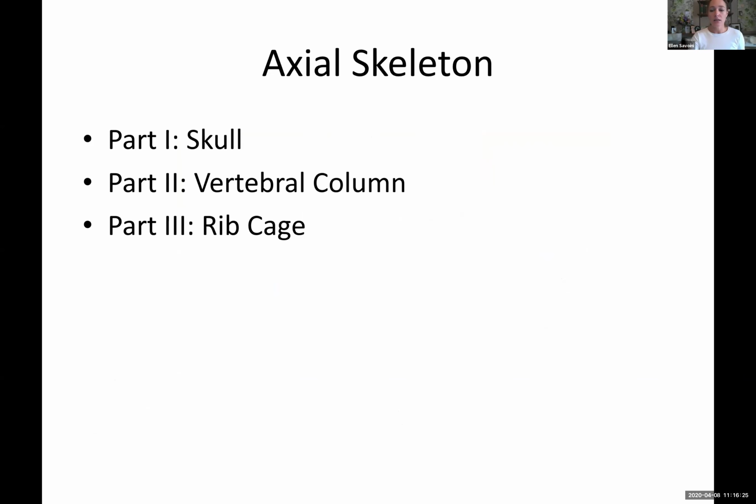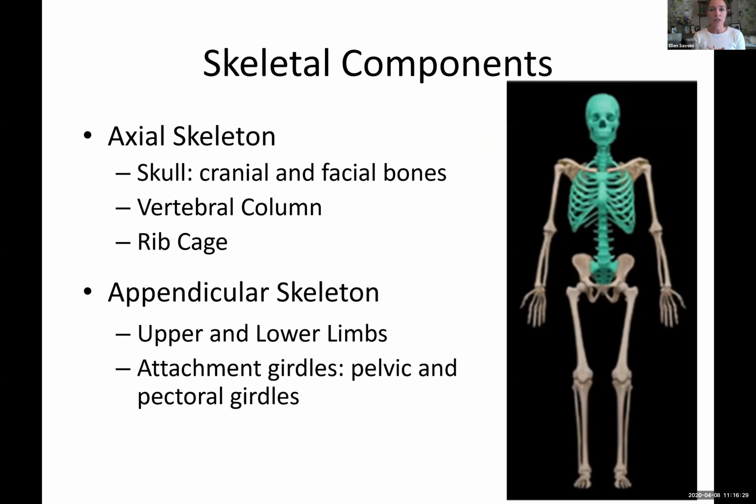The axial skeleton includes pretty much our axis. So in this picture, you can see the highlighted green images. That's our axial skeleton, and that's our job for today. Then the appendicular, which is really our girdles and our limbs. So it's basically our limbs and how they attach onto our axial skeleton. That's really how it's divided.